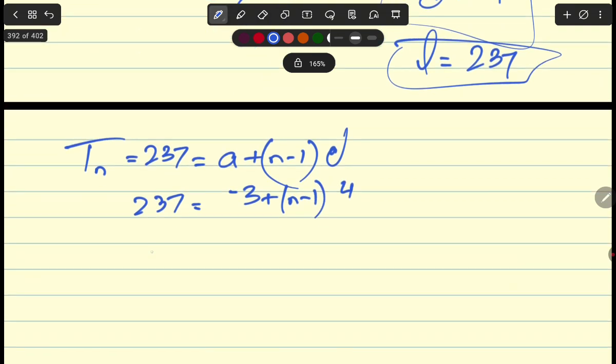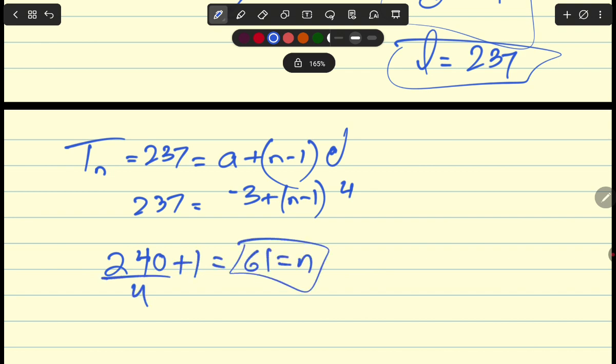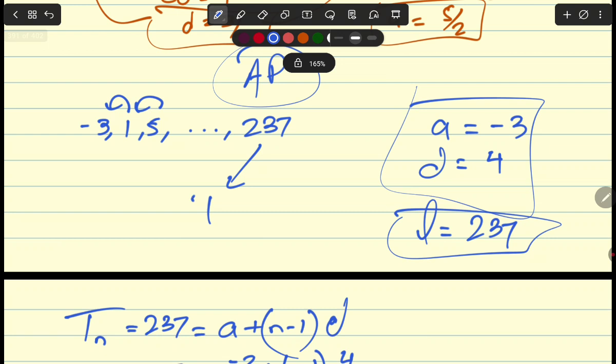So this becomes 240 upon 4 plus 1, which is equal to 61, the nth term. So this 237 is term 61. So there are 61 terms in this sequence. This question is almost guaranteed every few years.